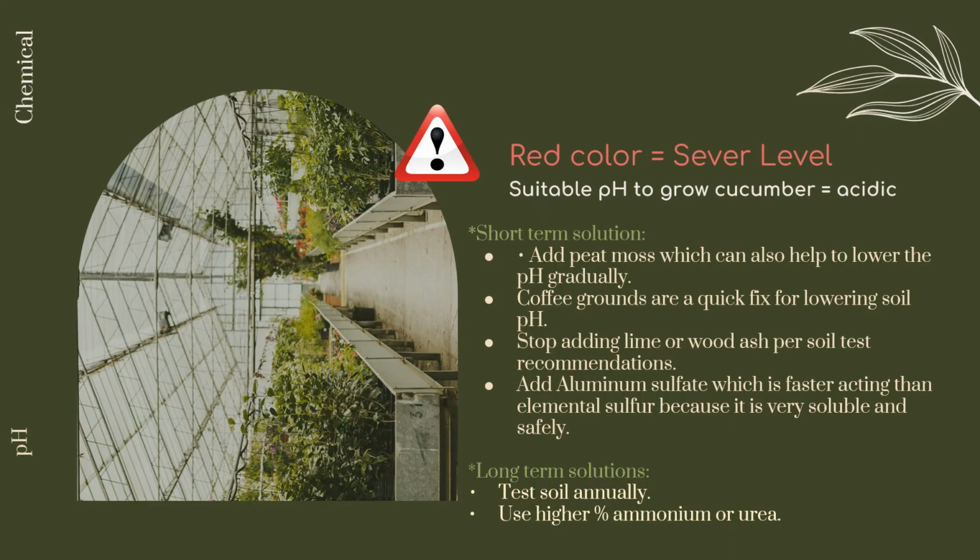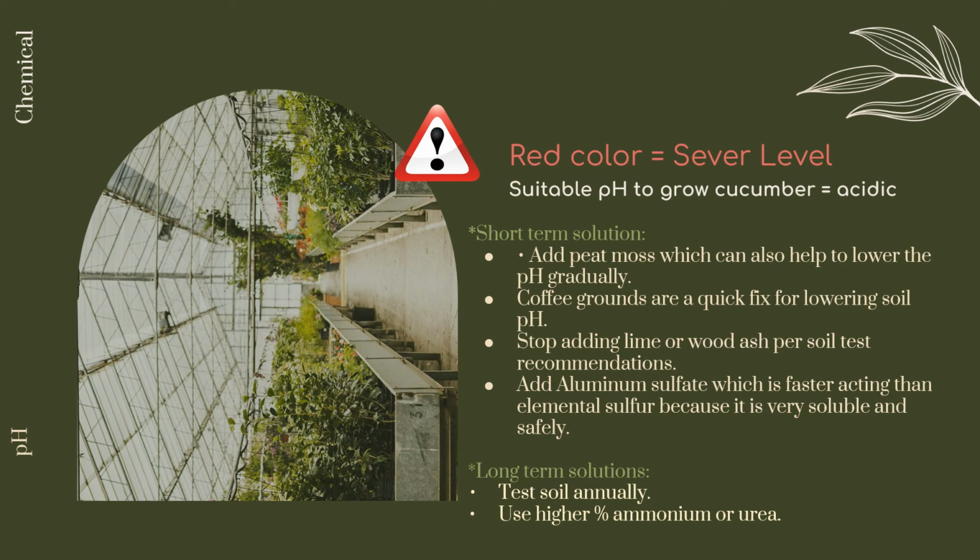The third indicator is chemical. We will first talk about the pH. The pH is a red color, which is a severe level. This is a very bad situation because the suitable pH to grow cucumber is acidic. So we have short-term solution and long-term solution.